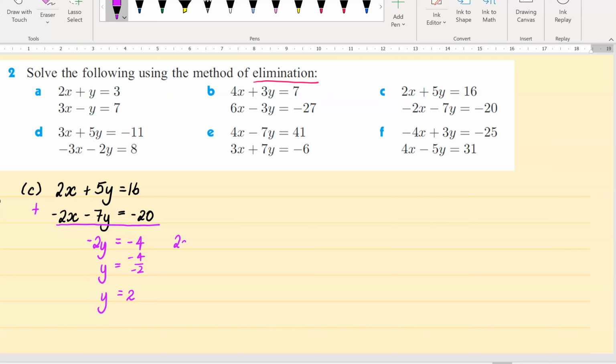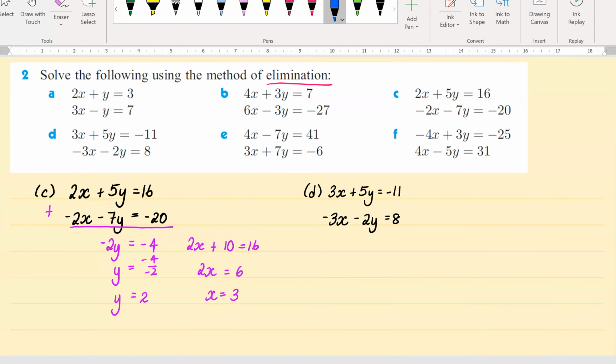So we have to keep it as 2x plus 5y. So 5 times 2 is 10 equals 16. We get 2x. Get rid of a plus 10. Take 10. 6. X equals 3. Please stop the video, try D by yourself.